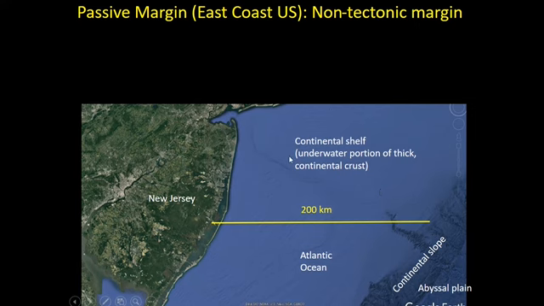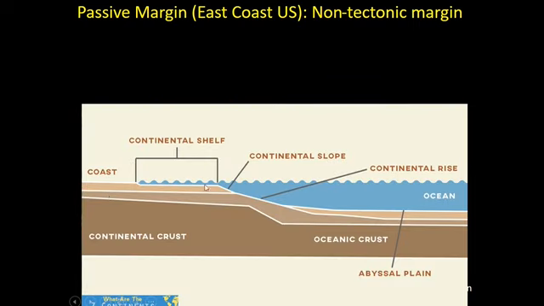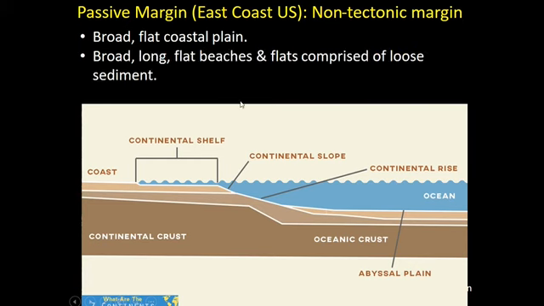Up here, well, on the East Coast, you're going to do a profile today across New Jersey, and you're going to see that this is incredibly flat terrain here. The continental shelf is very flat, very broad, and the beaches and the landscape are very flat and very broad. Okay, so this is kind of the nice profile drawn out for you here. Here's the continental crust, here's ocean crust, and there's that slope leading down into the abyssal plain. So we get broad, long, flat beaches and flats comprised of loose sediment. There's a broad continental shelf on which that stuff rests.